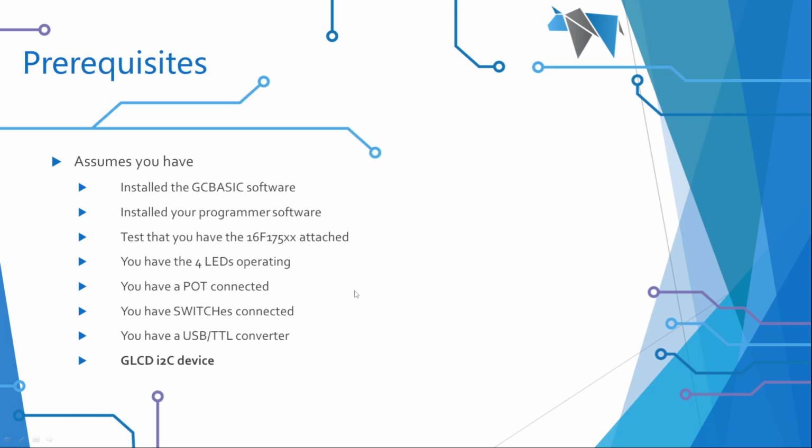So I'm assuming that you've installed the software. You've got that software all working, and you can program that 16F175xx. You've got some LEDs, a potentiometer, and a switch. You have a USB TTL converter. We're going to be using that, and this time I've actually hooked up a GLCD I2C device, a display. And I wonder if I've got another one. I might dig out another one, and we'll have it in my hand.